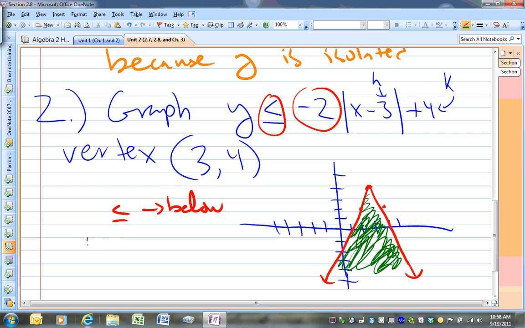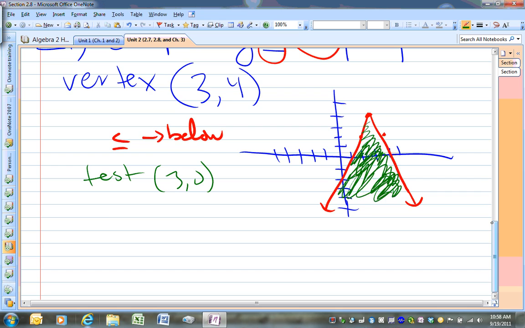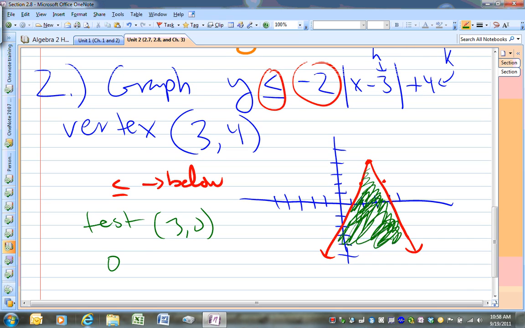Plus, if you were to test a point, like 3, 0, you'd see that this would work out, because 3, 0 is in the shaded region. So that's another thing you could do as well, is always test points in the shaded region to see if it satisfies the inequality that you had from earlier on. So that's kind of how that works. It's kind of an extension of what we've done earlier, so it shouldn't be too bad.